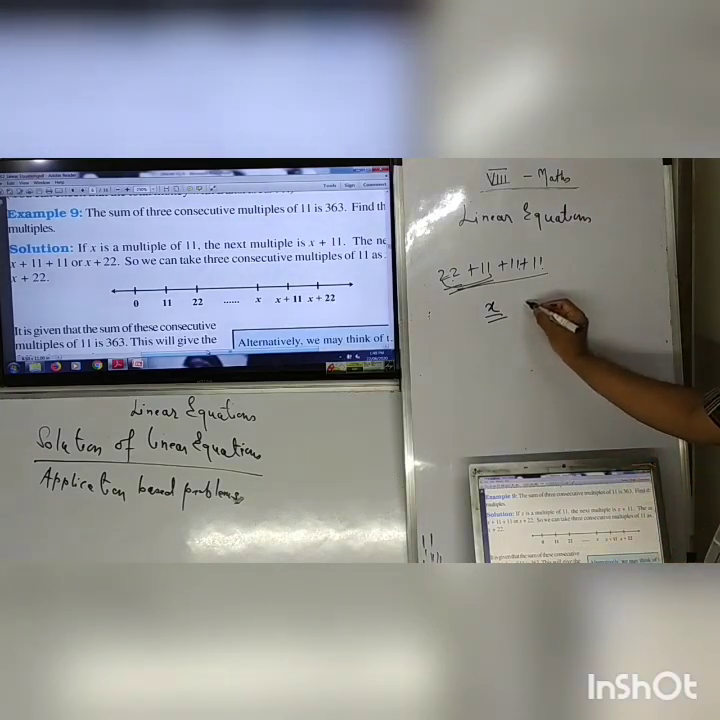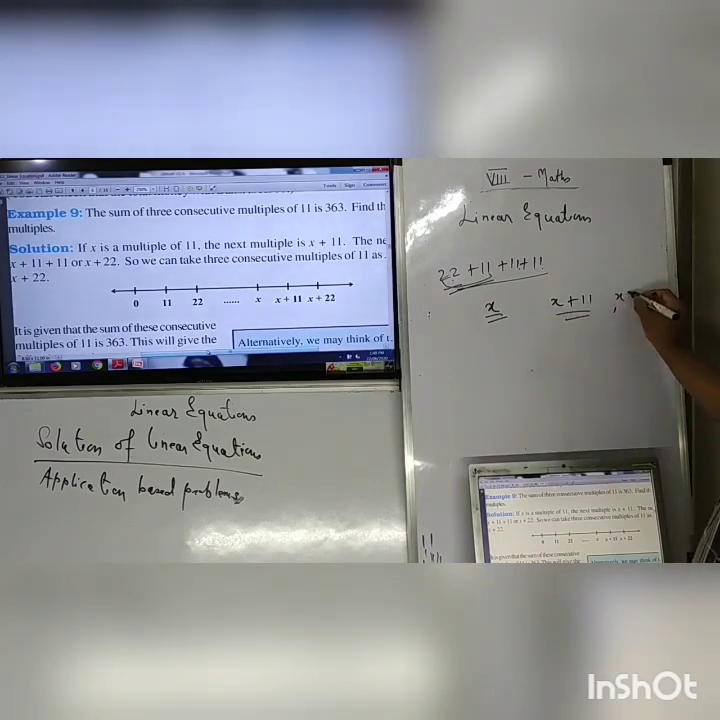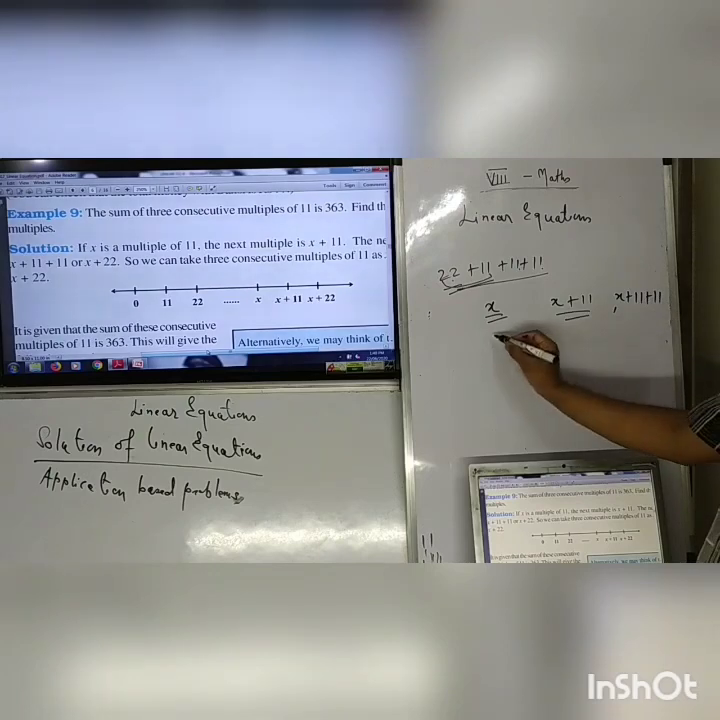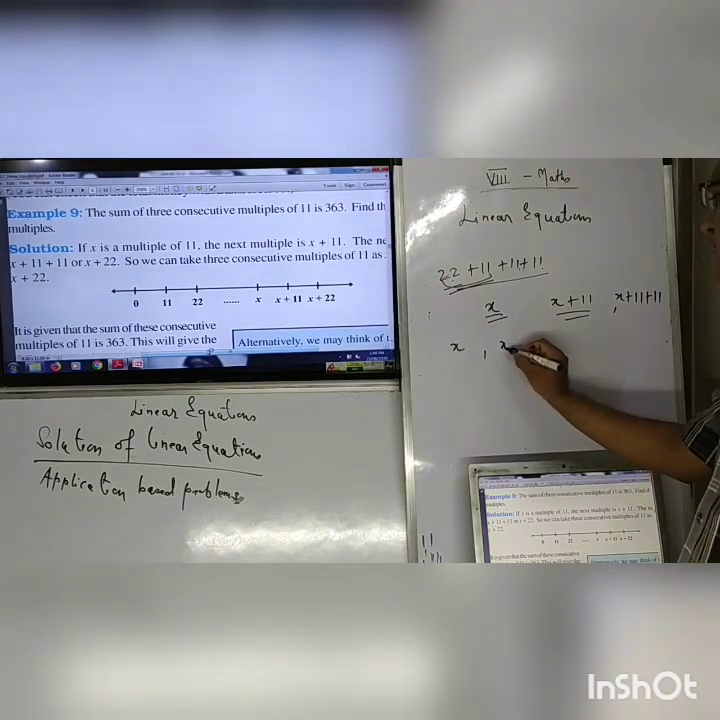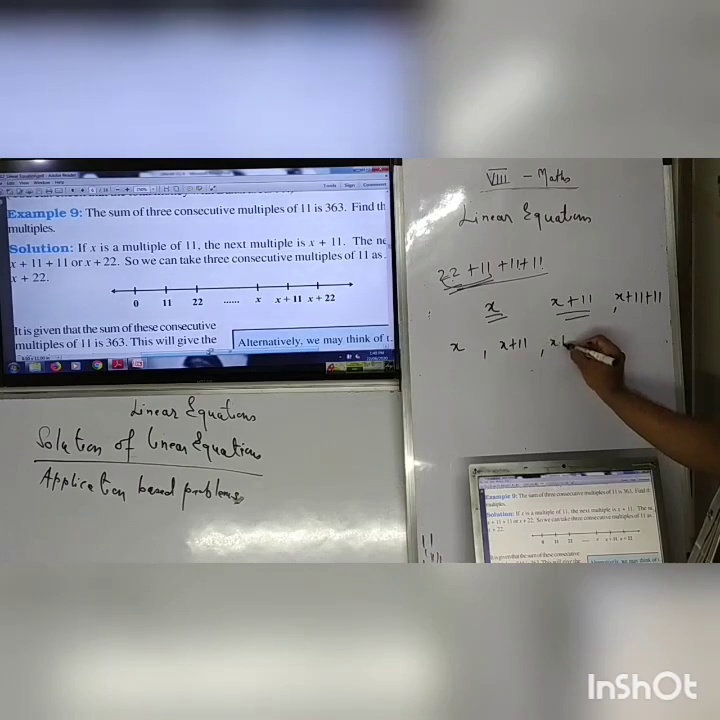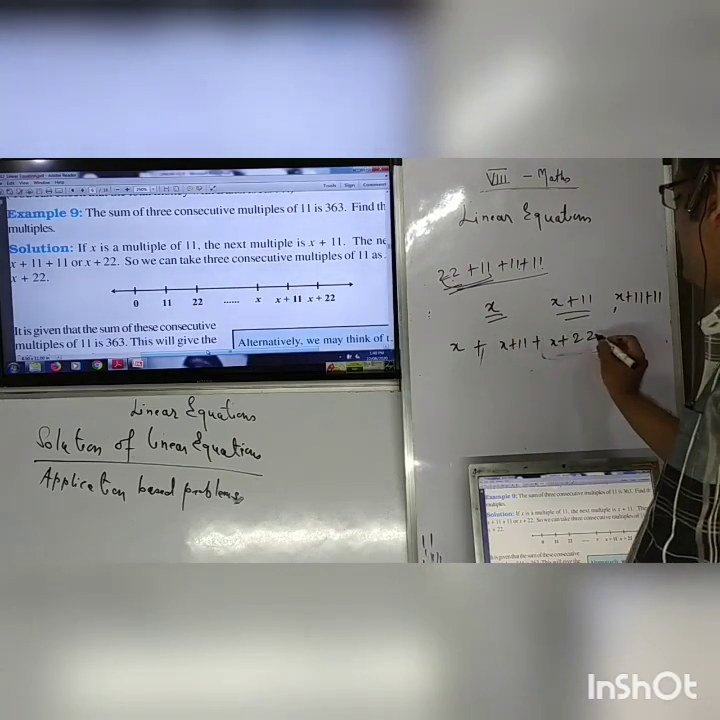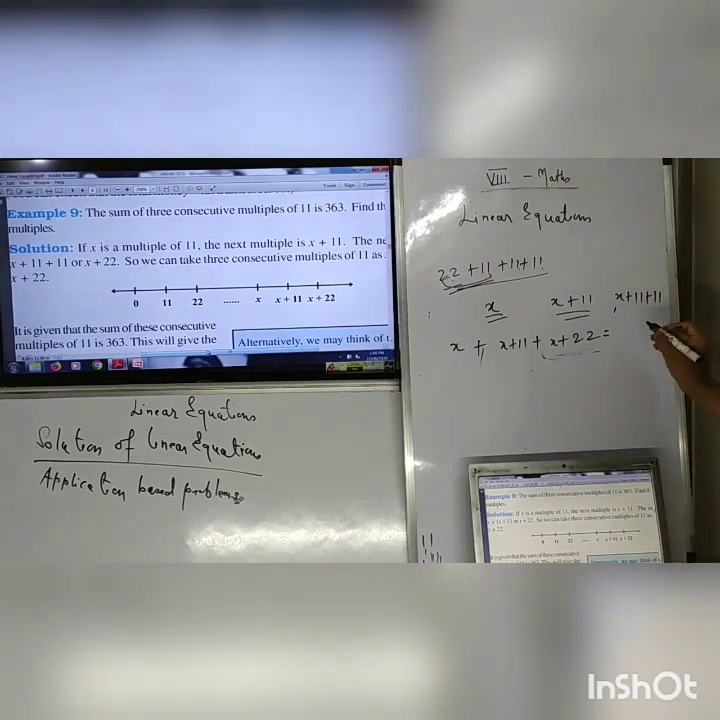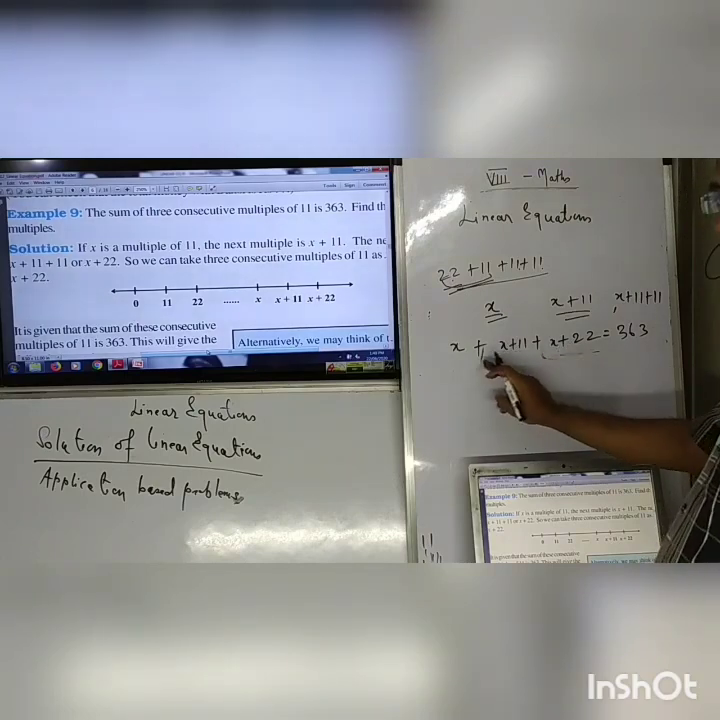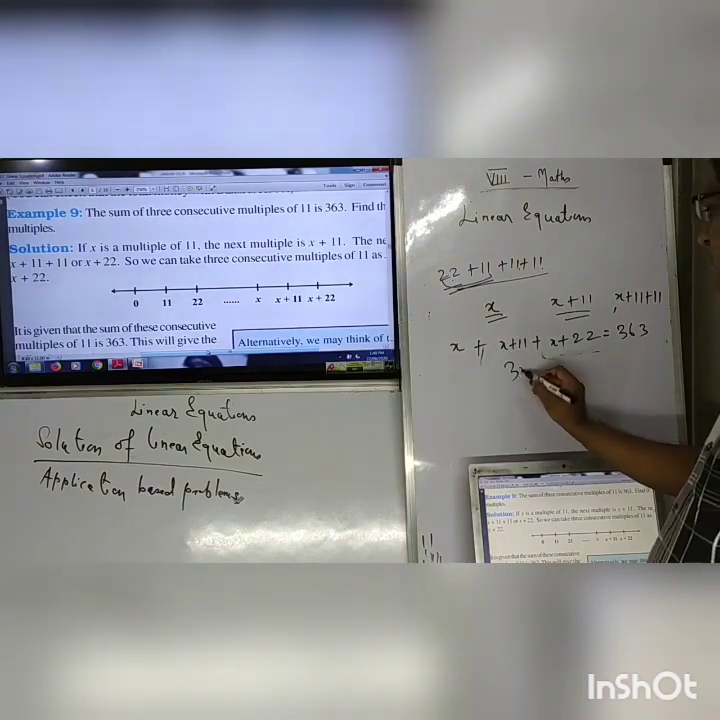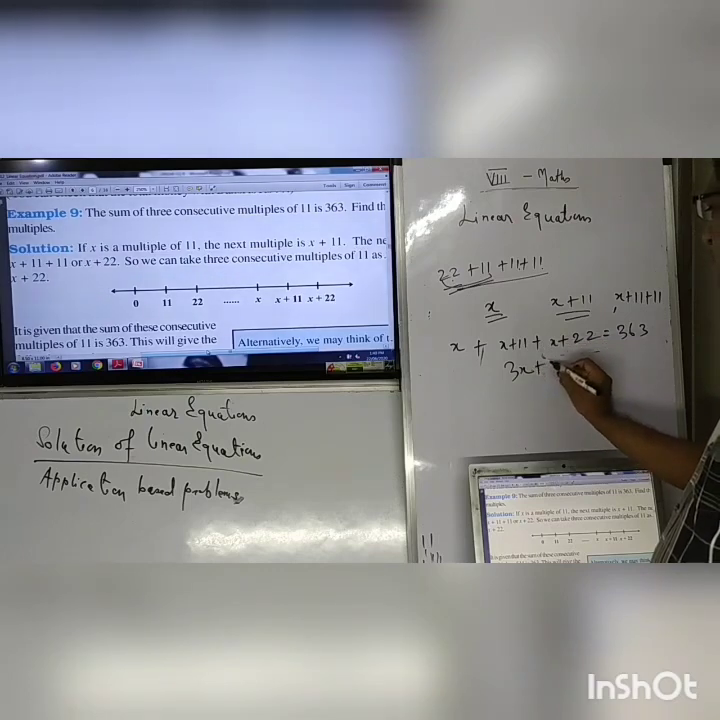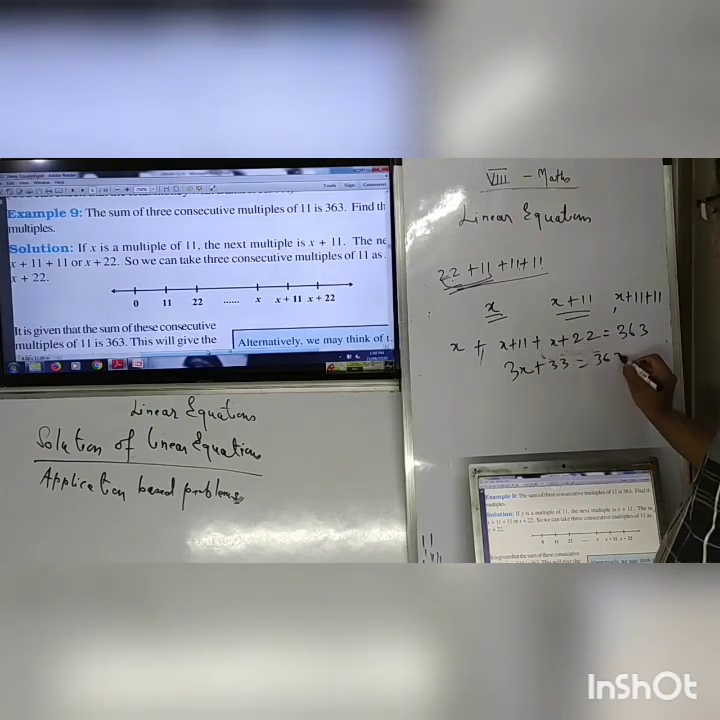Then another multiple is x plus 11, and the next multiple is x plus 11 plus 11. That is, the first multiple is x, the second multiple is x plus 11, and the third multiple is x plus 22. Now the addition of these three multiples: x plus x plus 11 plus x plus 22 is equal to 363. Now x plus x plus x, 1x plus 1x plus 1x, is equal to 3x, and 11 plus 22 is 33, equal to 363.